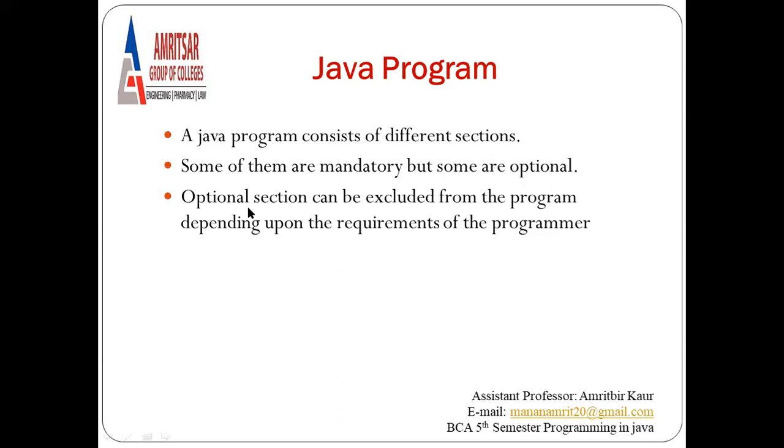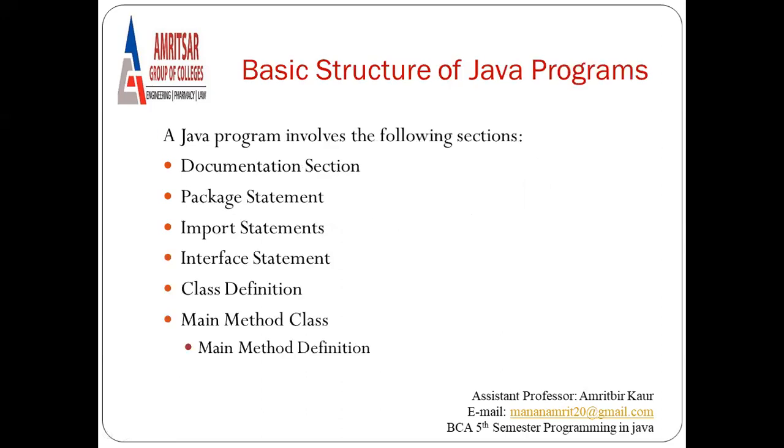So now we will see about the sections of a Java program, which are mandatory and which are not. The basic structure of a Java program has the following sections. First one, documentation section, then package section, import statements, interface statement, class definition, main method class. And in the main method class, there will be a main method definition. So now we will discuss these sections one by one.